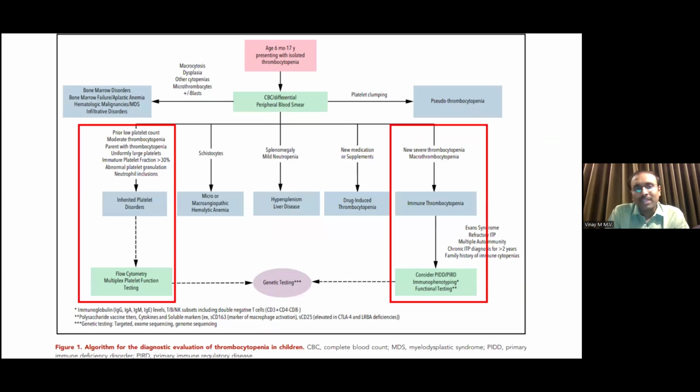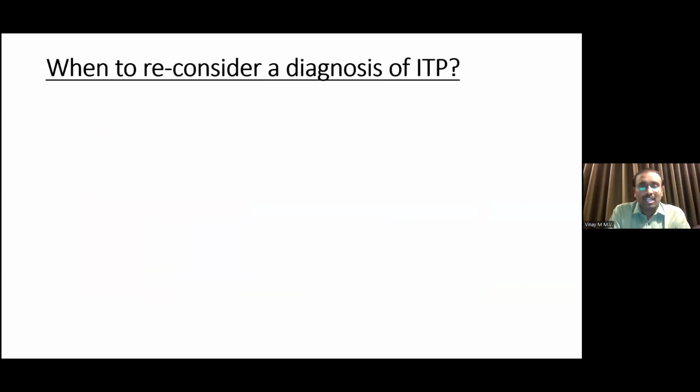One of the things that it highlights is whenever in doubt, there are 2 subsets that we have to consider in a chronic ITP kid. So one is whether it's an inherited platelet disorder. Another one is whether it's an autoimmune condition or something called primary immune dysregulatory syndromes which present with autoimmune thrombocytopenia. So when to reconsider a diagnosis of ITP?